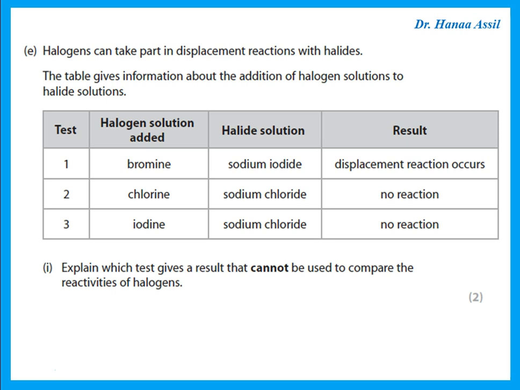Now explain which test gives a result that cannot be used to compare the reactivities of halogens. You should realize that test 2, when he added chlorine to sodium chloride, you're not going to have any reaction in that, because chlorine cannot displace itself. Chlorine cannot react with chloride.